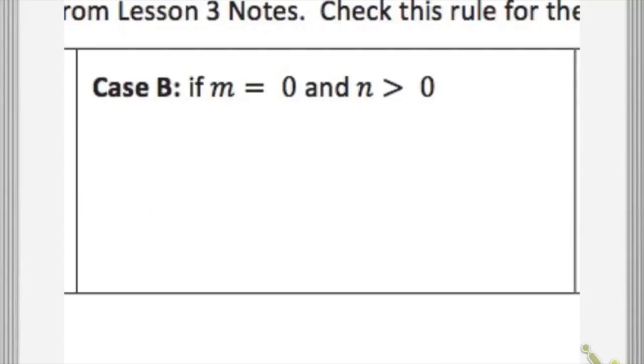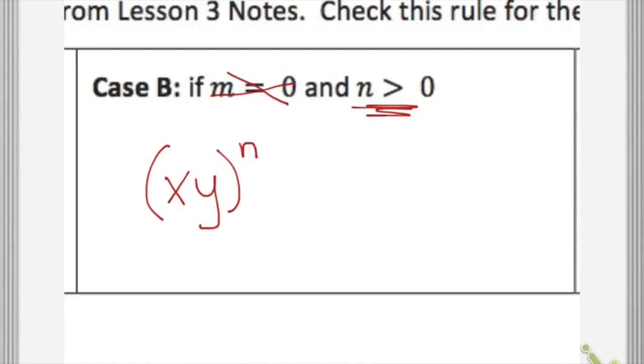For case B, again not really using the m, we have x times y raised to the n power. This time n is greater than 0, so we're going to use that letter. And that's just really x to the n times y to the n. Same rule as before. We don't get 1 as the product here because we're not involving 0, and that's just a reiteration of our old rule.